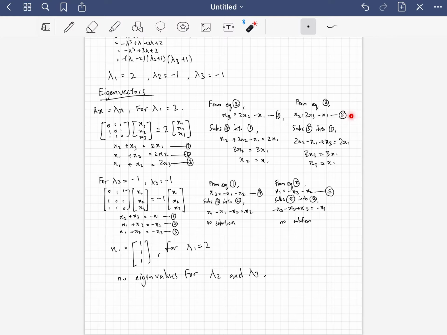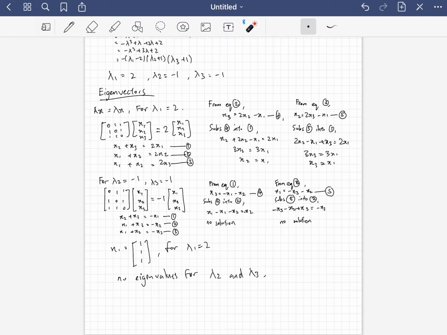Then I repeat the same step for equation number 3. I rewrite it and it becomes equation number 5. Then I substitute equation number 5 into equation number 1 and solve it to get the final answer of x3 equals x1. So the eigenvector for lambda equals 2 is x1 equals 1, 1, 1.